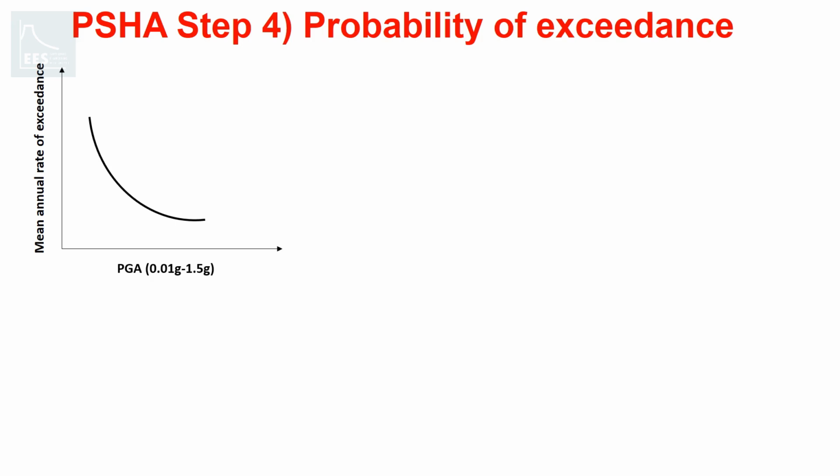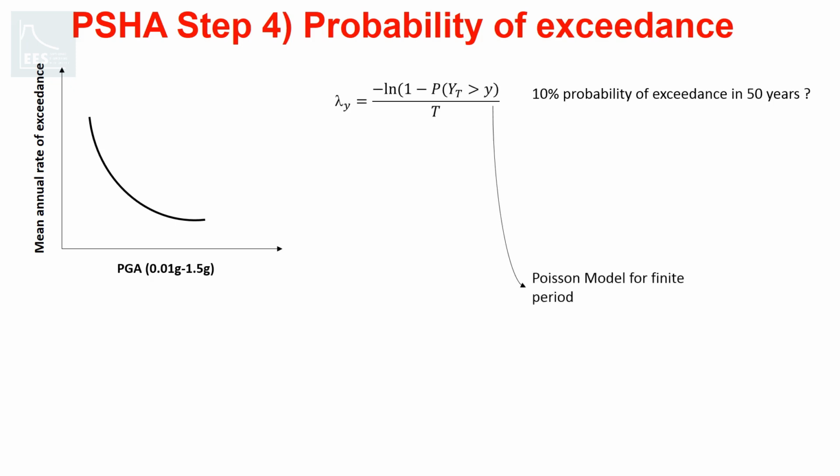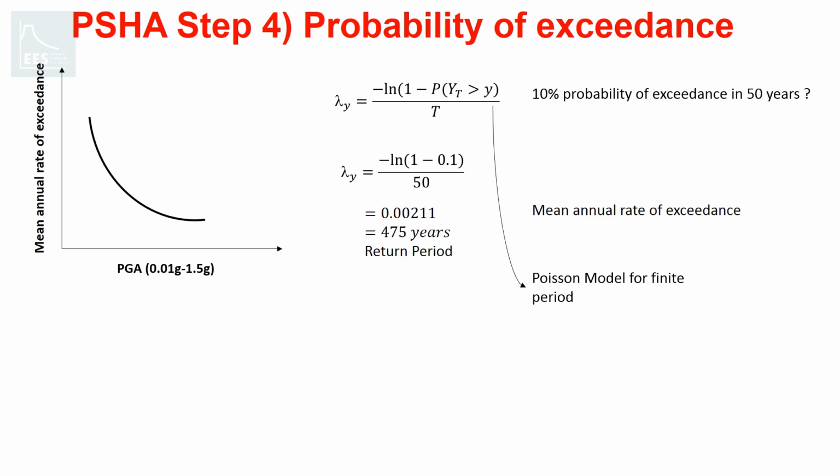However, as a structural engineer, we want to find out the probability of exceedance in the lifetime of the structure we want to design, say 10% probability of exceedance in 50 years. So this becomes a classic case of Poisson model for finite period. Once we know the probability of exceedance and design life of our structure, we can plug in those values in this equation, which for our case gives us an exceedance rate of 0.00211 or 475 years return period. Once we know the mean annual rate of exceedance, we can find the PGA from this curve.